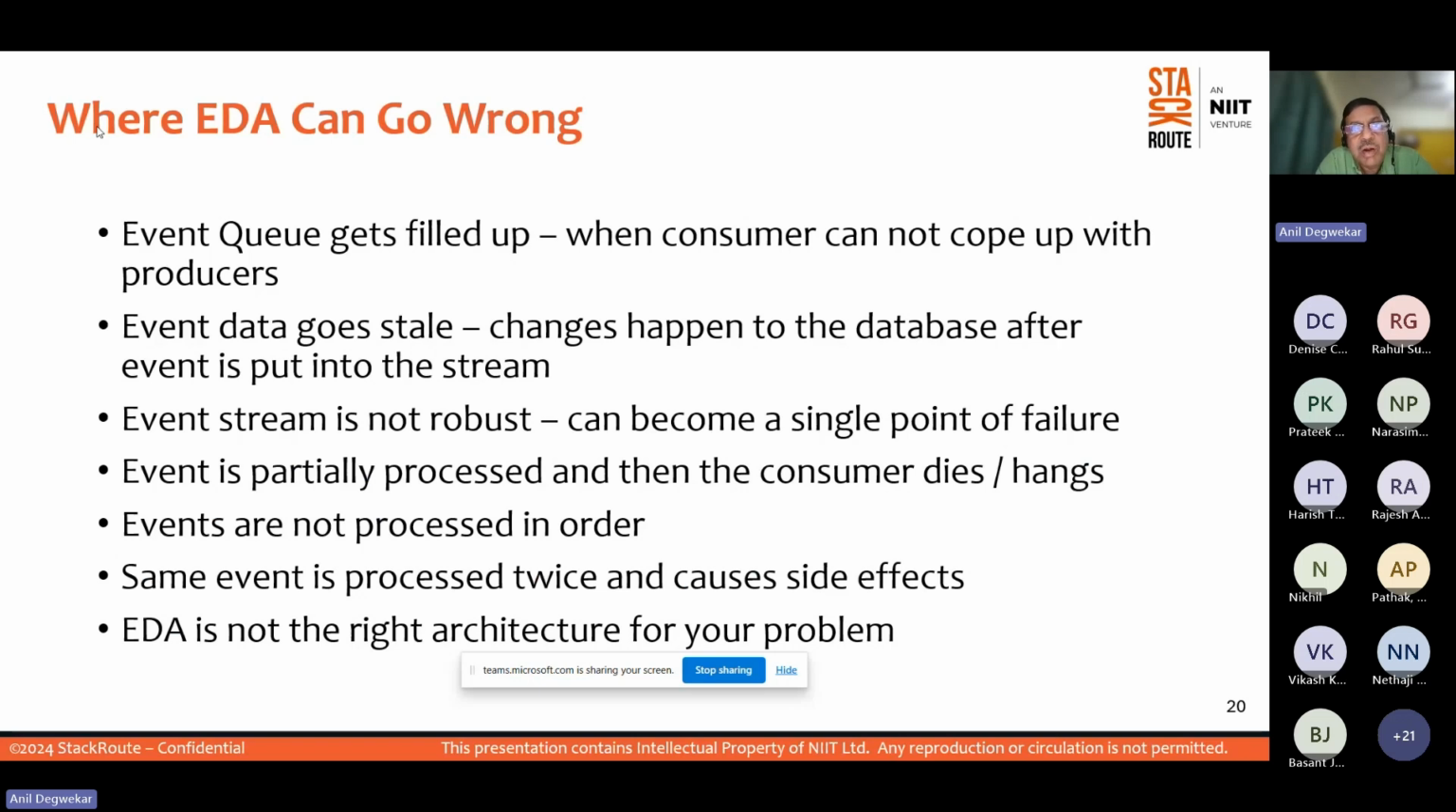So we talked about what the use cases are where EDA is the right architecture. Choose the architecture carefully. If this is not the right architecture, then there's no point in going for it just because it has so many positives or it's so popular, right? So don't go for it just because it is popular. Make sure it is the right architecture for your problem.